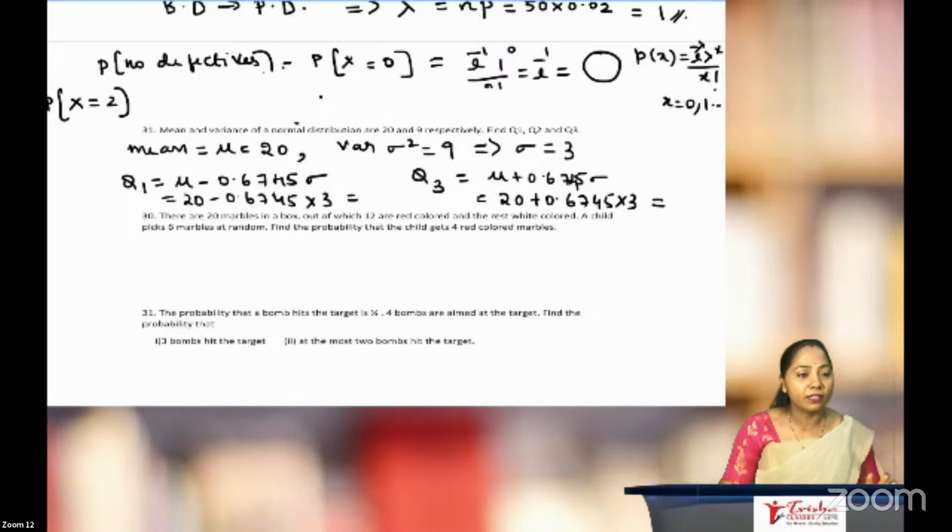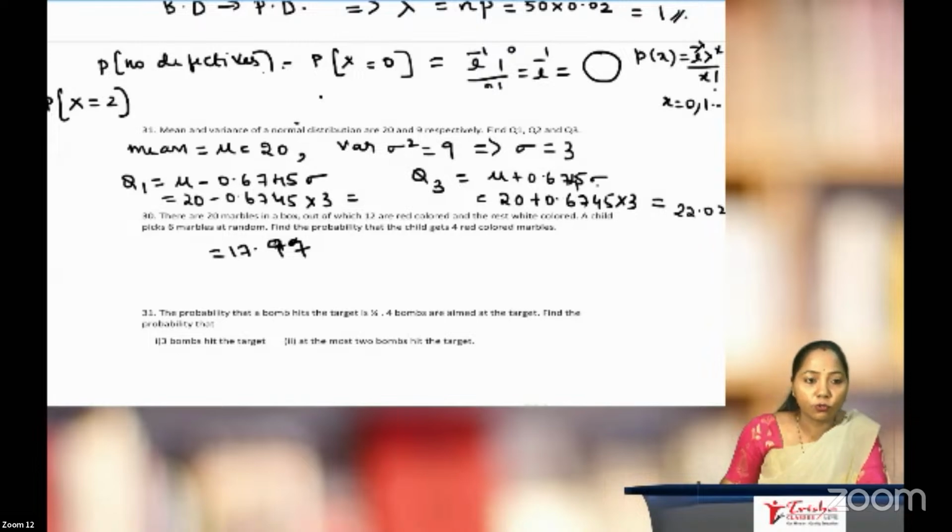Did you calculate? What is Q1? Yes, 17.79 is Q1, 17.7997. What is Q3? Q3 will be 20 plus 0.6745 into 3. What is the value? So it is 22.02. Yes, 22.02.